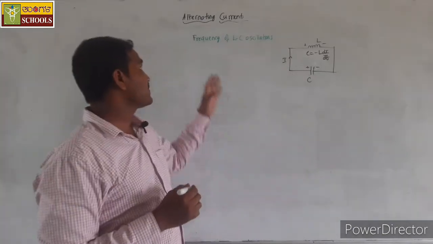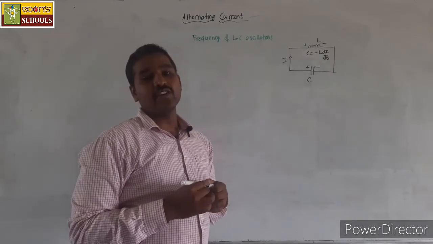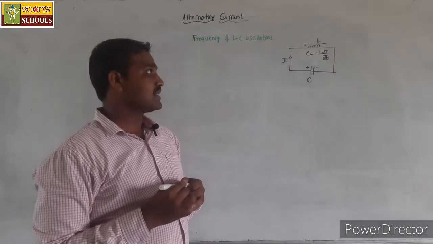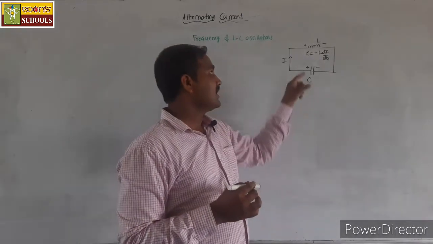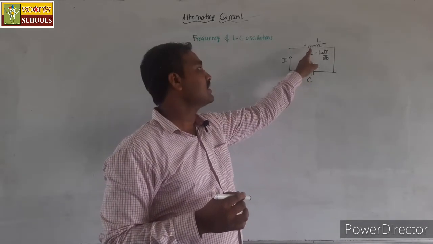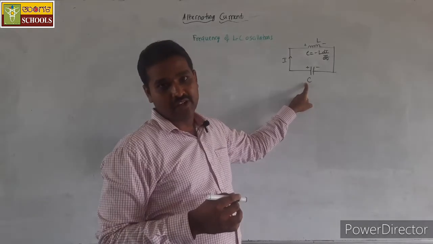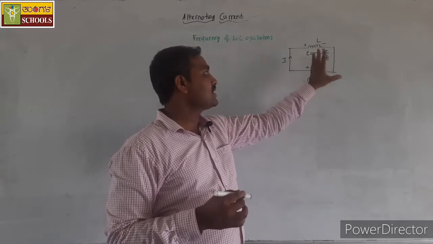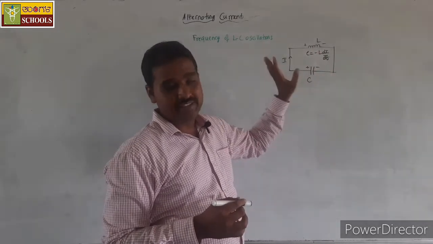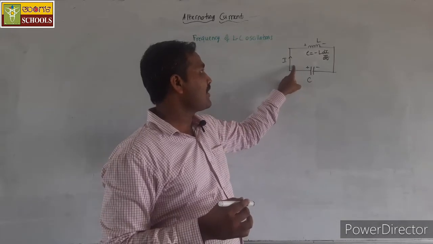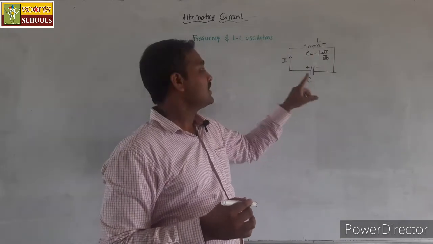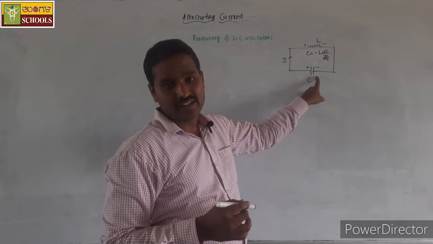Next we shall derive the expression for the frequency of these LC oscillations. For that let me consider a parallel LC circuit like this. Let this capacitor be fully charged. When the circuit is closed, there is flow of current through the circuit, and this capacitor starts getting discharged.